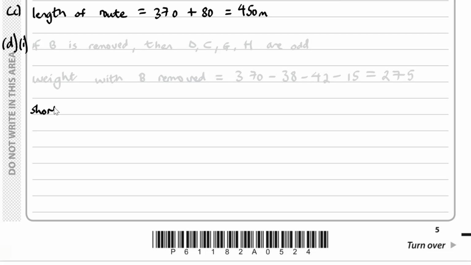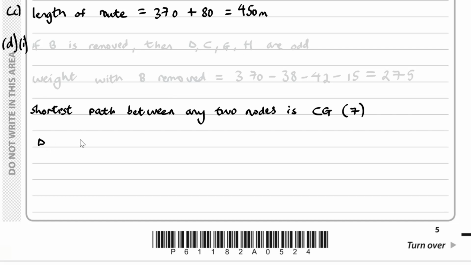So let's just write that down. The shortest path between any two nodes, that would be CG, which has a length of 7. And so if you think about this, the odd nodes, the D, the C, the G and the H, what we can say from here, and if I write this down in a different colour, because the shortest path between any two nodes is CG, we would have to repeat CG. Okay?